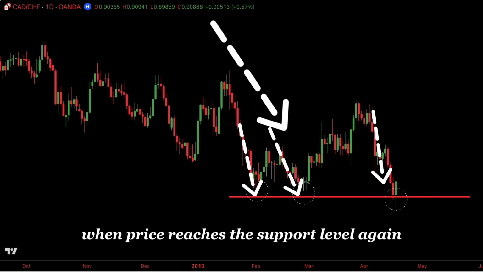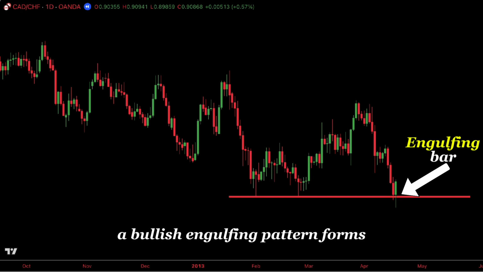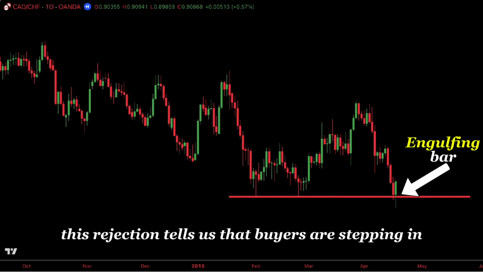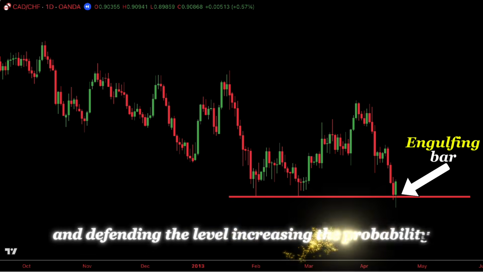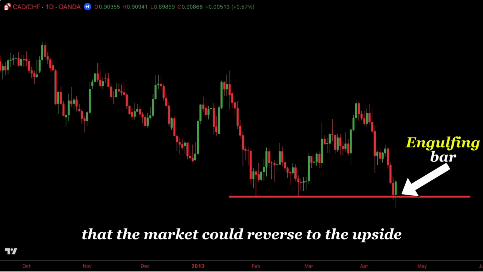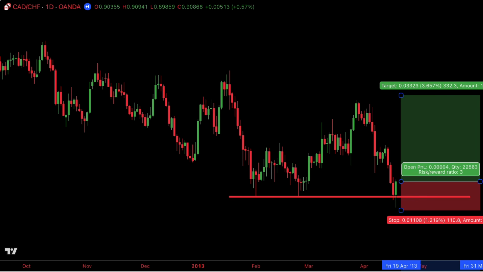When price reaches the support level again, a bullish engulfing pattern forms and is immediately rejected from support. This rejection tells us that buyers are stepping in and defending the level, increasing the probability that the market could reverse to the upside. Our entry is placed at the close of the bullish engulfing candle with the stop loss below the pattern. For the profit target, we simply aim for the next resistance level. Now, look at what happened next. As you can see, the market rallied higher and reached the target exactly as expected.